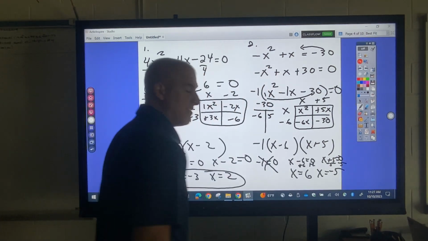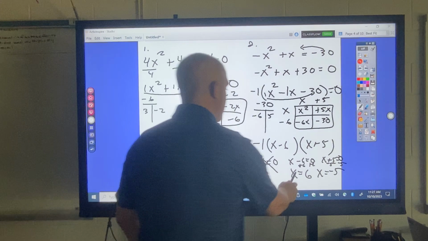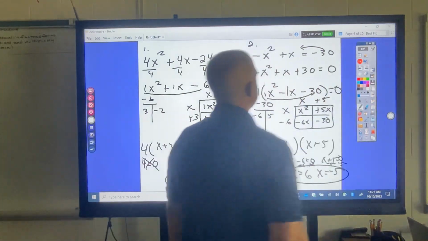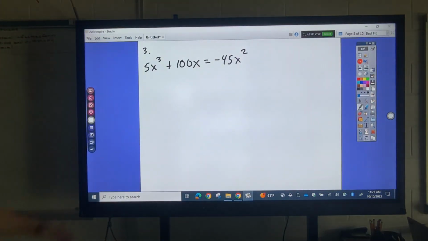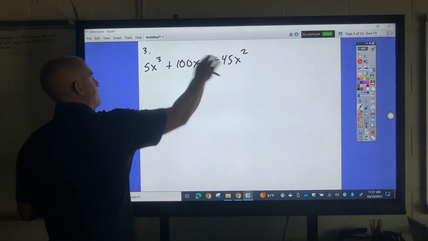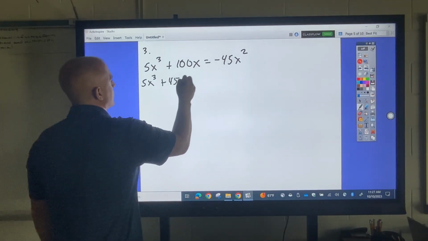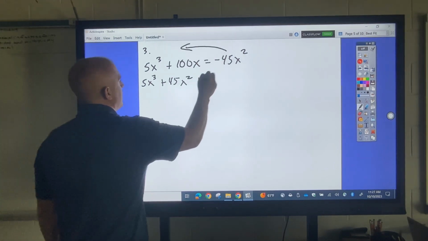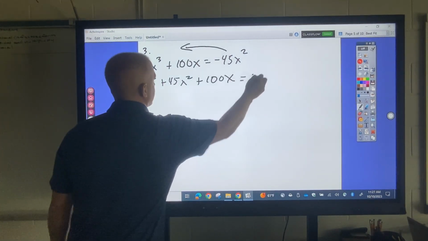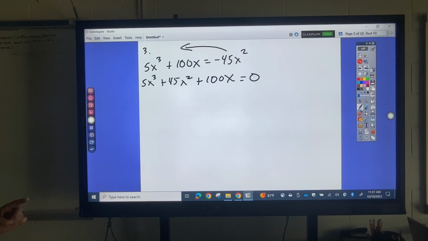Some of this mental math stuff you want to get good at. Something of this nature. I move this back, so that's 5x cubed plus 45x squared, because it moves from this side to this side, and then I got 100x. Now, got a couple things here in common.